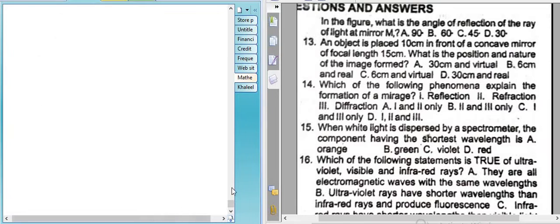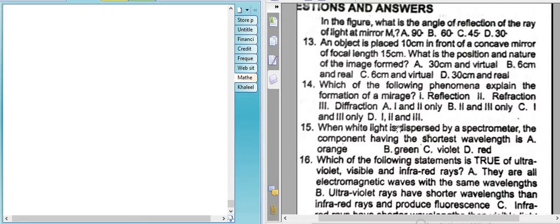Now question 14. Which of the following phenomena explain the formation of mirage? Number 1, reflection. Number 2, refraction. Number 3, diffraction. So option A is 1 and 2 only, B is 1 and 3 only, C is 2 and 3 only, D is 1, 2 and 3.